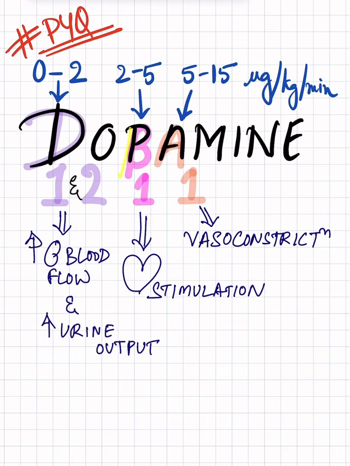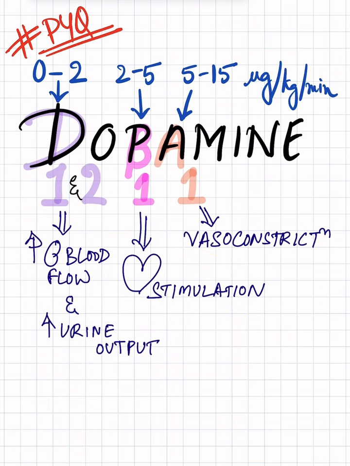Then we have the letter P. It kind of looks like the alphabet beta, right? So when dopamine is infused at a rate of 2 to 5 micrograms per kg per minute, it acts predominantly on beta 1 receptors. So these receptors, that is beta 1 receptors, are mainly in the heart.